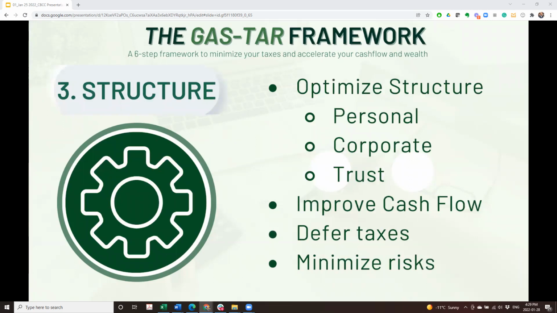The third step is looking at the structure. You want to optimize the structure you're using to earn income. Obviously, if you're earning income personally, it's going to be taxed differently compared to a corporation, and so you want to consider the best structure to use. What you realize is that the structure you use can ultimately improve your cash flow, can help you defer taxes, and obviously will help you minimize or sometimes eliminate risk.